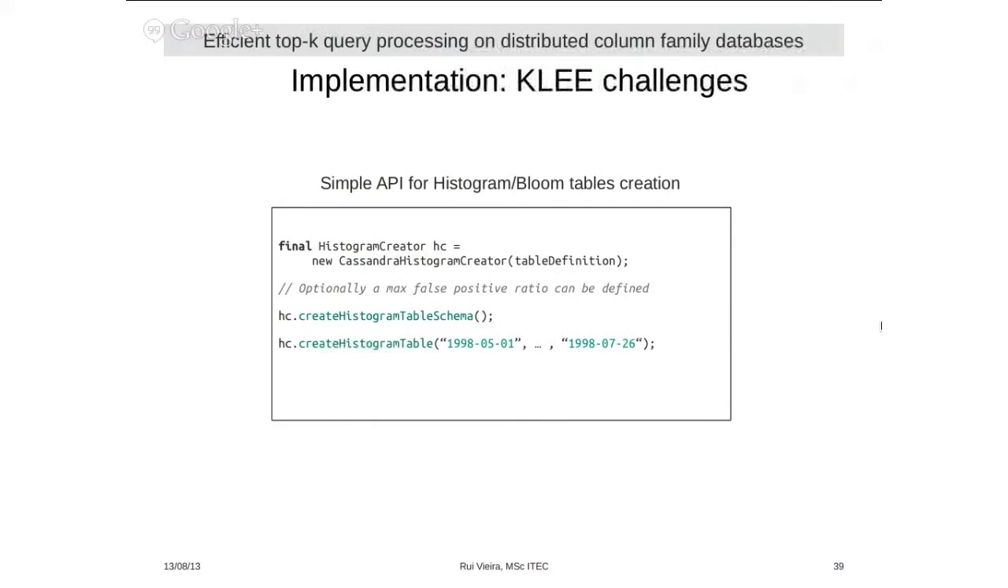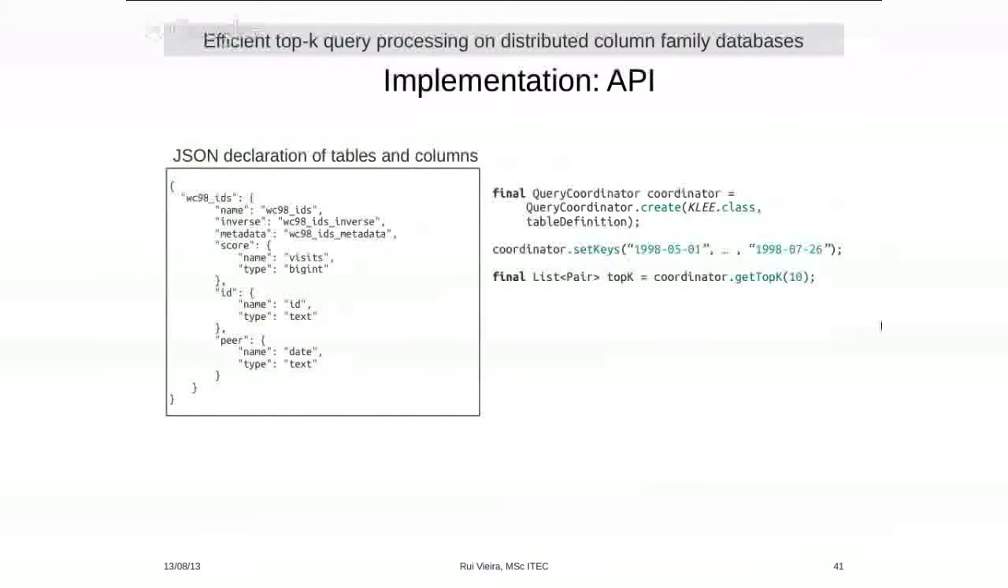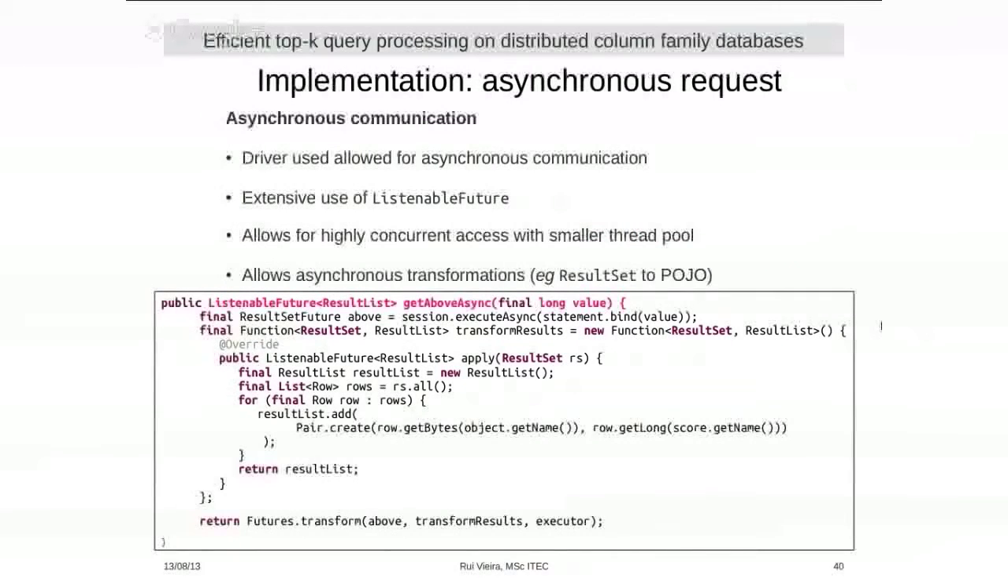So the histogram creation API is quite simple. You just instantiate the histogram creator with a table definition. We can specify maximum false positive ratios, and then we just give the set of keys, which can be any kind of object, and it's created automatically.